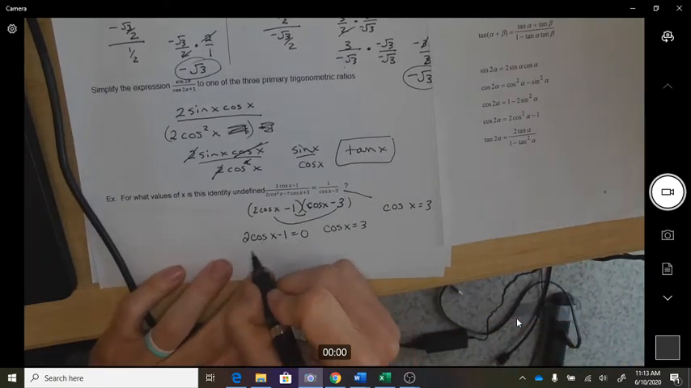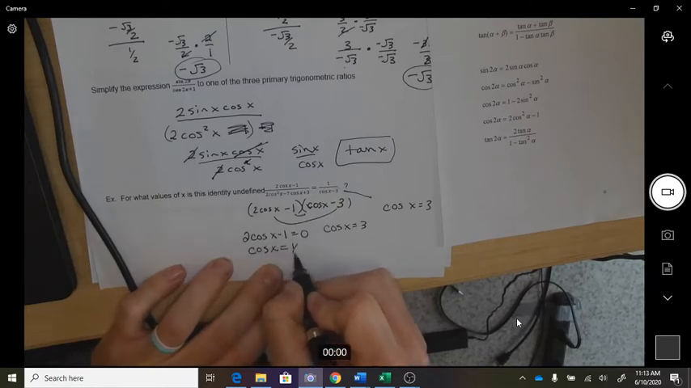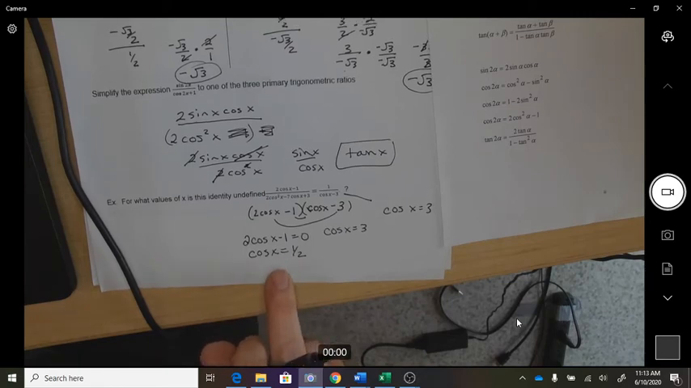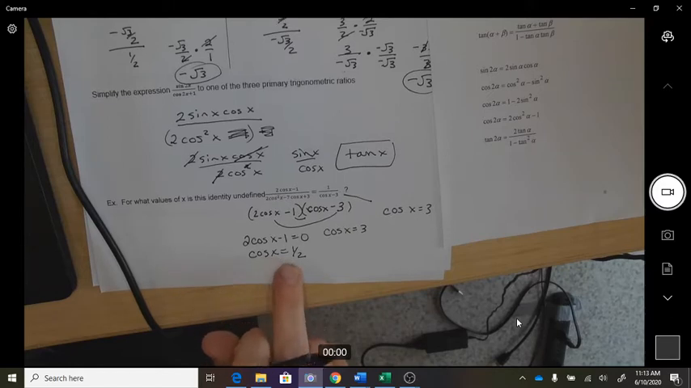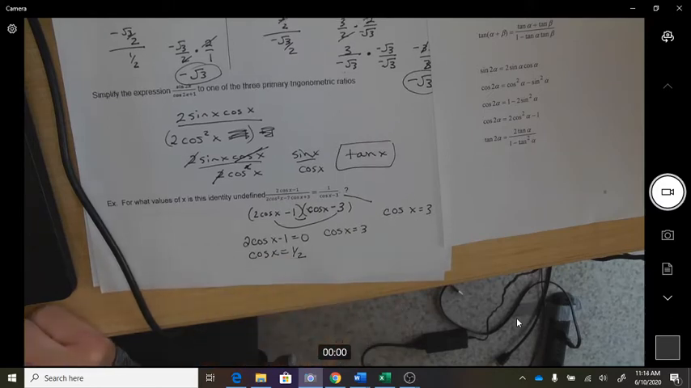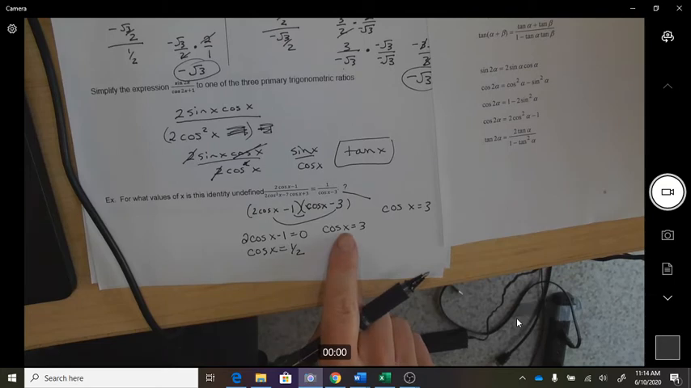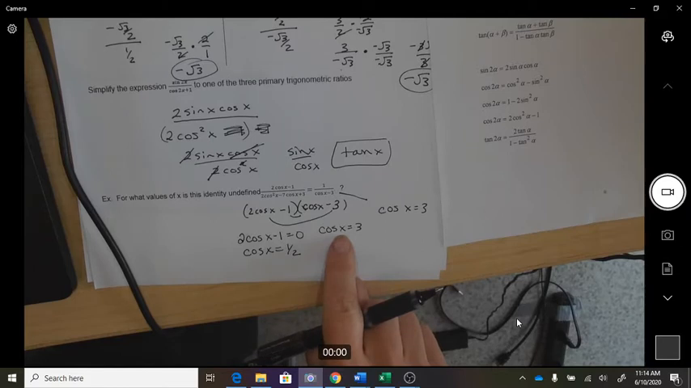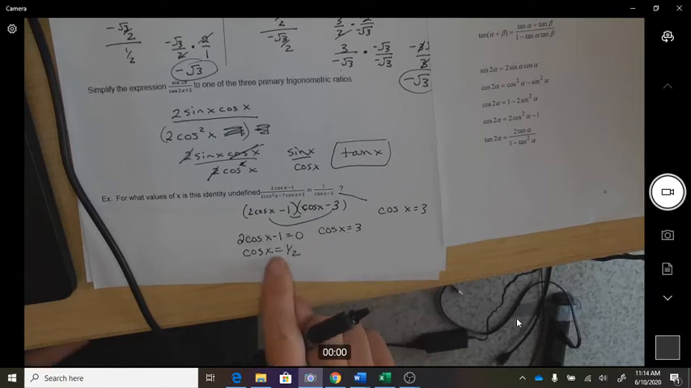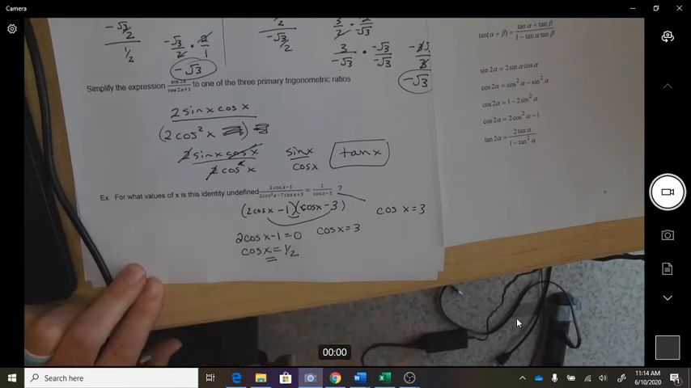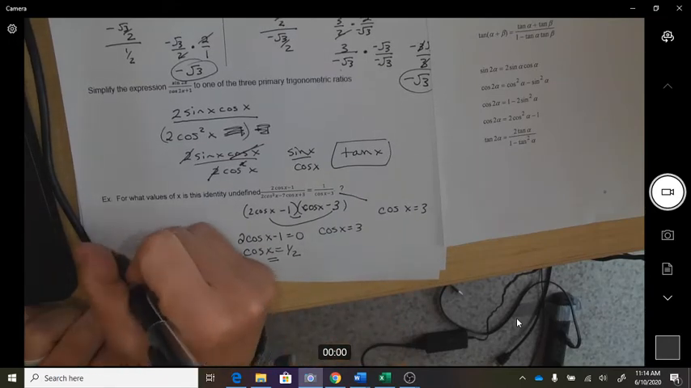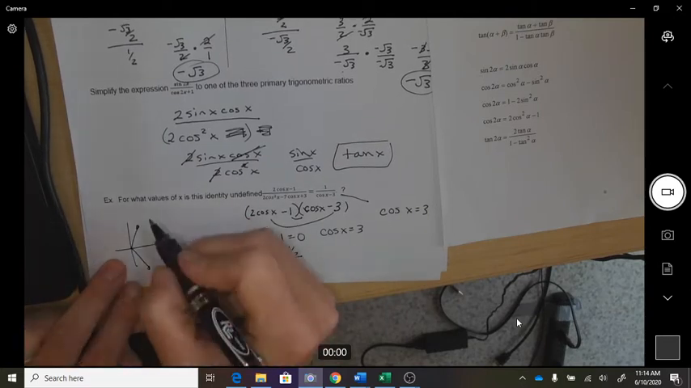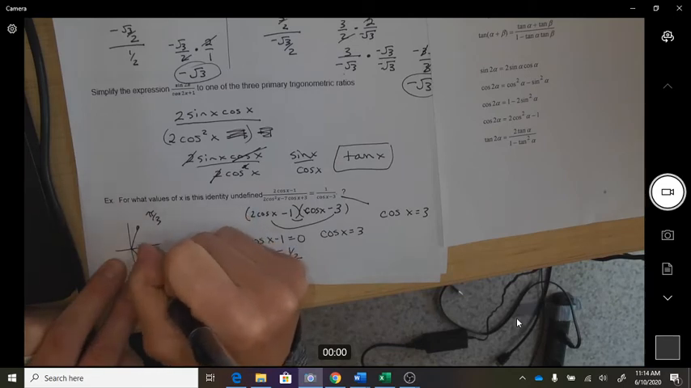So here, if I move everything over, cos x equals 1/2. So I don't want values for where an x value would make my cos become 1/2. And there actually is no value where this would exist anyway. There's no angle here, because you can't ever have above 1. So I don't want what value of x? So where does cos equal 1/2 on your unit circle? Okay, so that would be pi over 3 and 5 pi over 3.